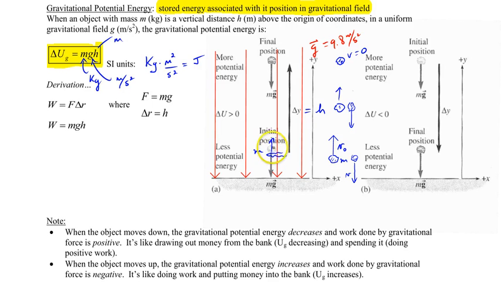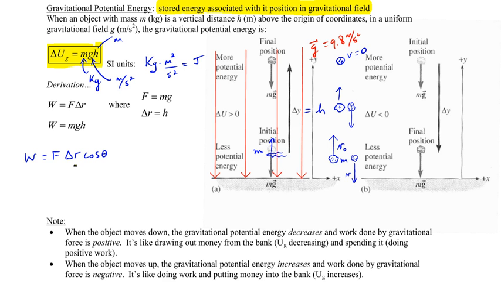Now, the work that you would do in lifting this object straight up would be given as this formula over here. Well, in general, by the way, work is force times displacement times the cosine of the angle between the force and the displacement.